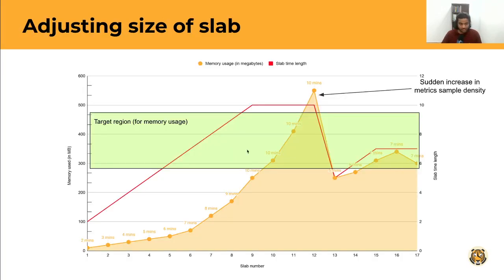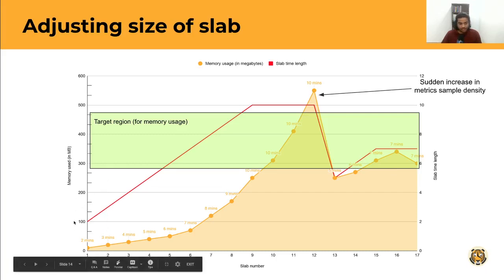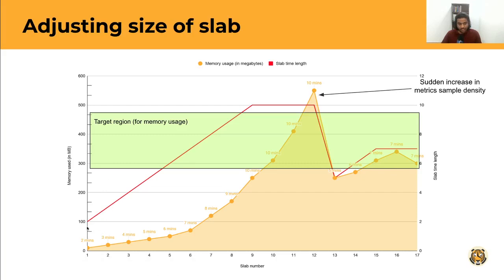Here you can see in this graph, when the migration tool has started, the memory consumption is at 100 MB. As the migration progresses, the memory consumption has increased to 500 MB. As the memory consumption is beyond the target region, it is decreased by half, which is 250 MB at this point. And as the migration progresses again, the memory consumption is constant, which is in the target region. So this is how we adjust the size of the slab.